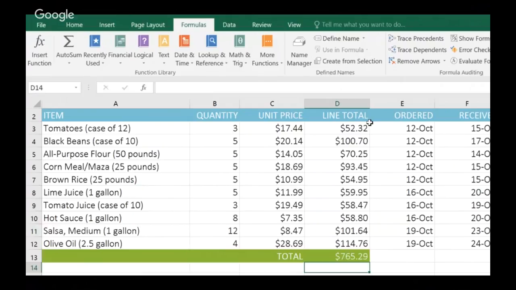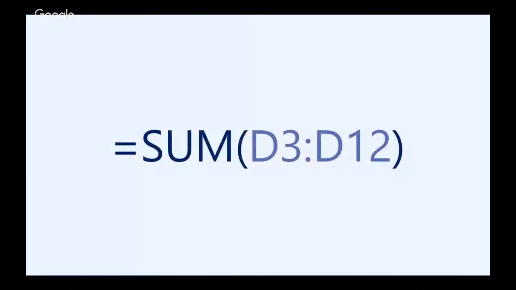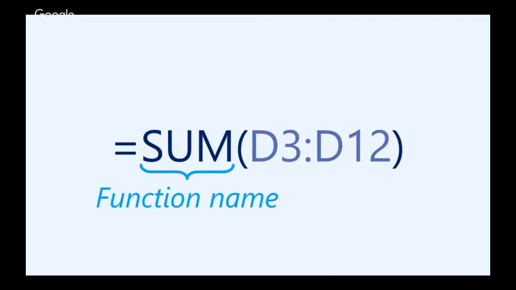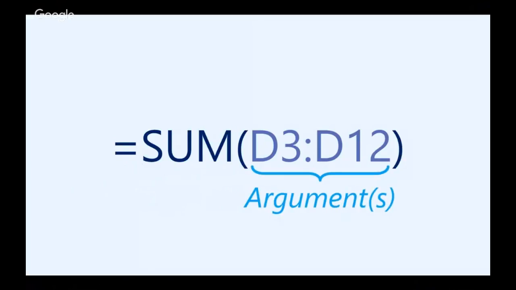Let's look at this function in a little more detail. Just like formulas, functions always start with an equal sign. But you may have noticed that there are no mathematical operators, such as addition or subtraction, like you would normally see in a formula. Instead, functions use a specific syntax that includes the name of the function, followed by one or more arguments in parentheses. The arguments tell the function which cells or numbers to use when calculating the result.